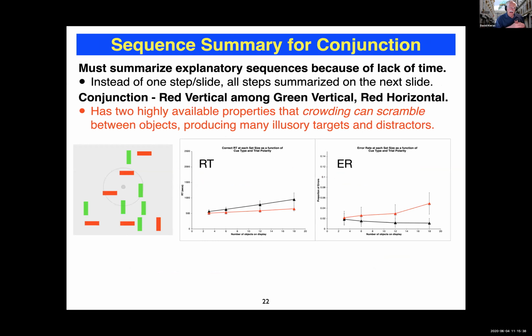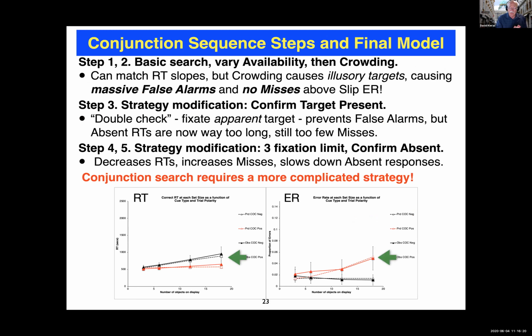That was easy. How about the conjunction task? This is a more complicated, more subtle task, and an awful lot of blood has been spilled in the cognitive psychology literature over what happens in it. In terms of this system, what's happening is that we have two highly available properties, color and orientation, and the crowding mechanism will scramble these properties between the objects, and the result is a lot of illusory targets and a lot of illusory distractors. So that's what the data looks like. There's a summary there. If we vary basic search, availability, and then crowding, we can match the RT slopes.